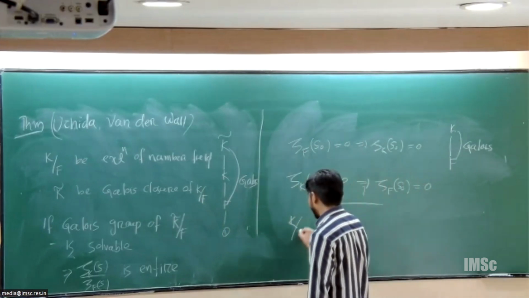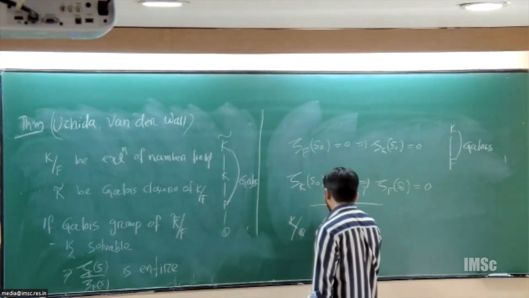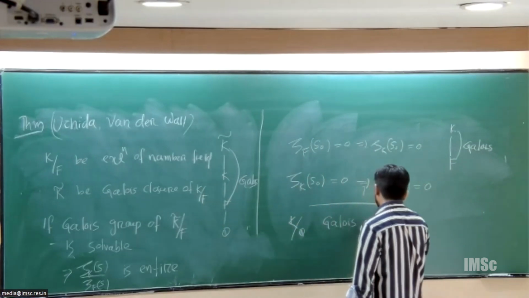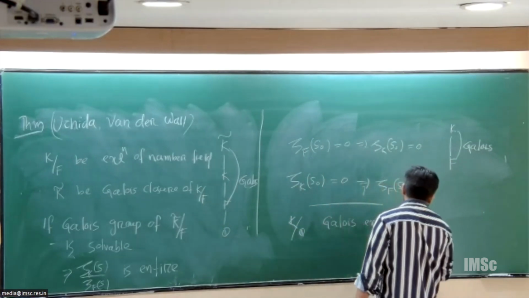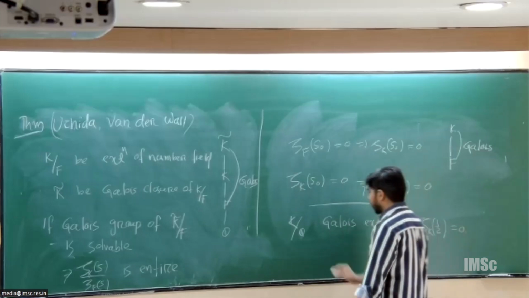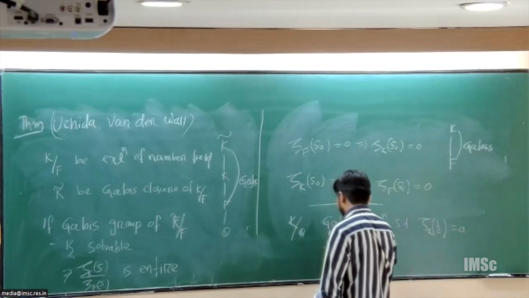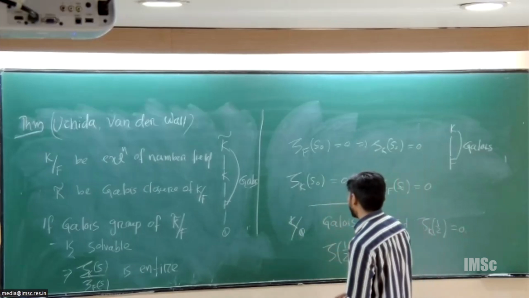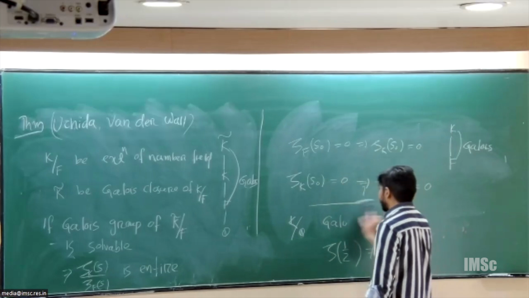Let K over Q be a Galois extension such that zeta K of half is 0. But we know that zeta of half is non-zero. So in general, this is not true, but this is true in some cases.